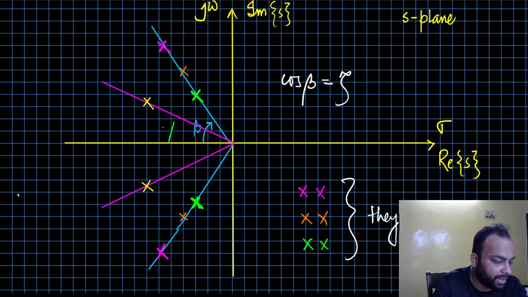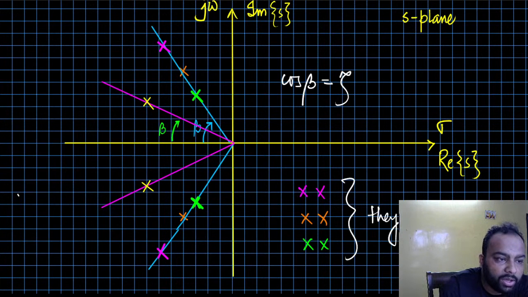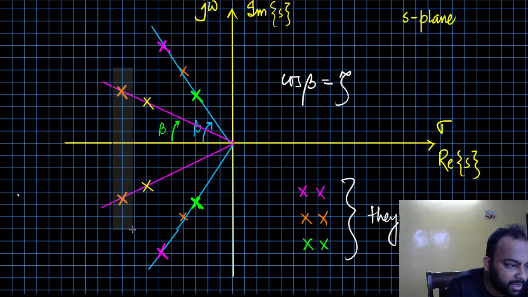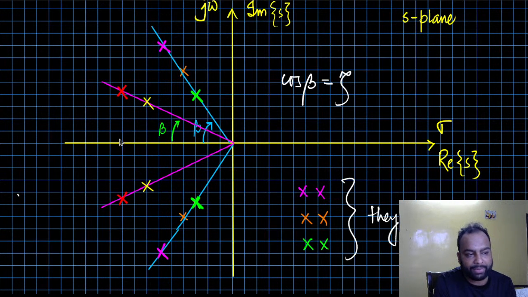Say this is another angle beta here, for example. So this has a certain damping ratio. Now if we have poles here and here, these two pairs would have the same damping ratio. Unfortunately, I have to change the ink somehow. Let's choose red. These two poles have the same damping ratio, because once again the beta value is the same.